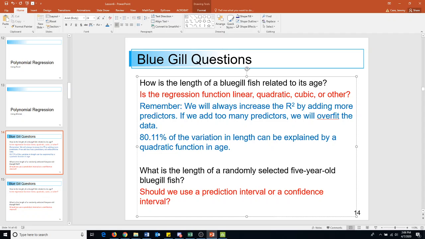Okay, so this kind of goes back to our phrase that pays, and the r squared helps us out. But again, even though our r squared went up, it didn't go up by very much, and our test of a coefficient tells us that that's not a good model. The next question is, what is the length of a randomly selected 5-year-old bluegill fish?